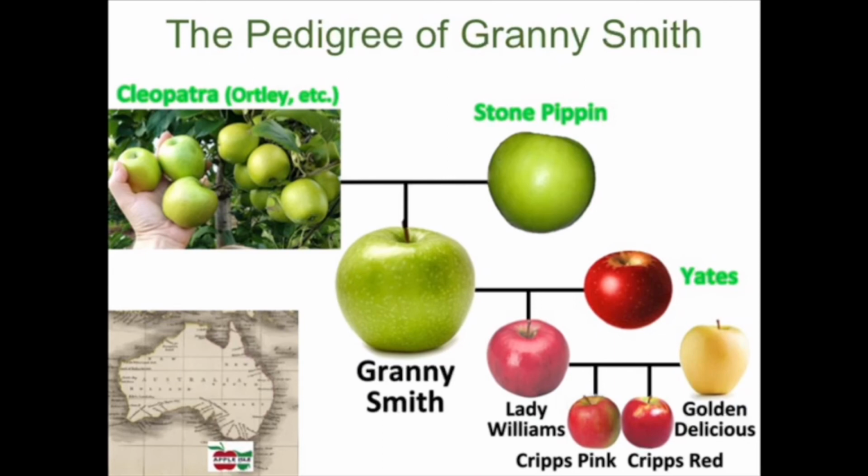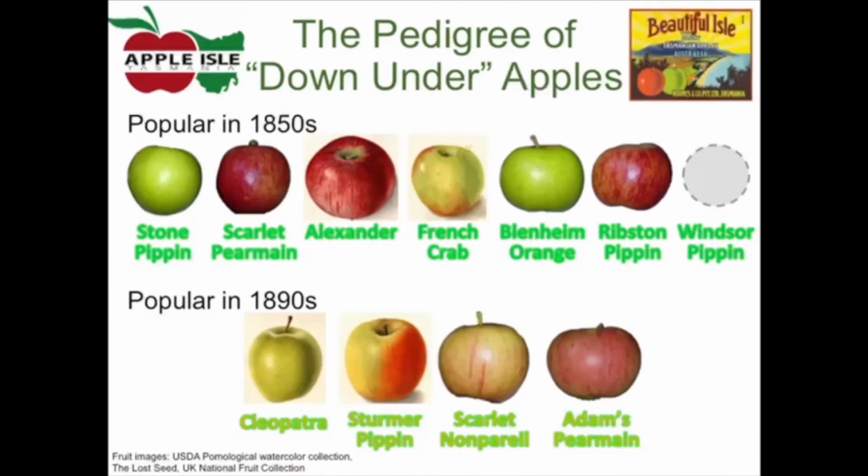So very recently, I've got a whole bunch of data on the pedigree of these Tasmanian cultivars, the down under apples, which is the basis of the Australian industry, and also a lot of New Zealand stuff came from here as well. Popular in the 1850s were these 7 cultivars here. The first 3 are the ones I'm really going to focus on because it ends up the other 4 don't matter. They haven't really come into anything here. So Stone Pippen, Scarlet Pearmain, Alexander.